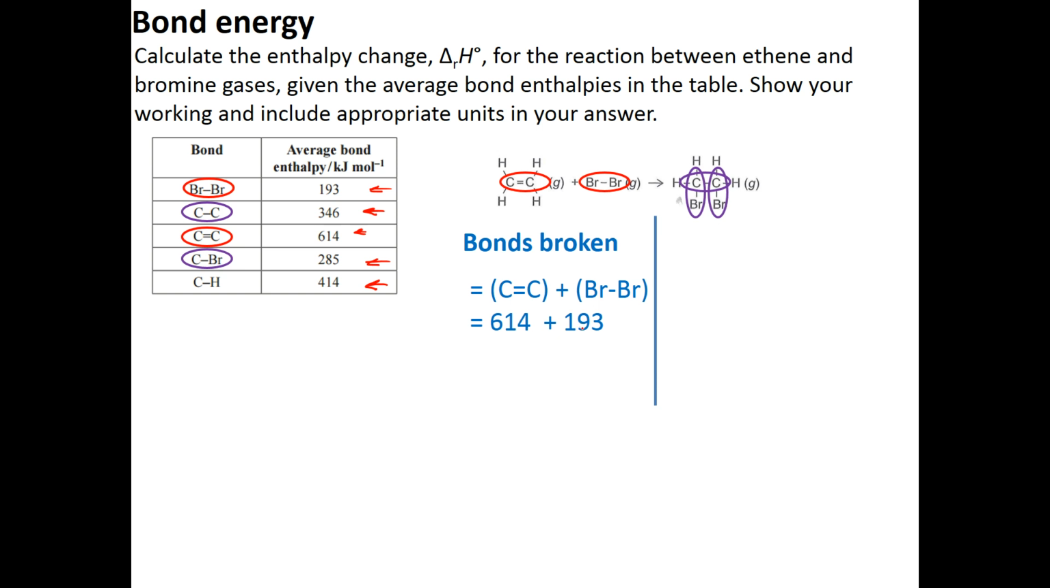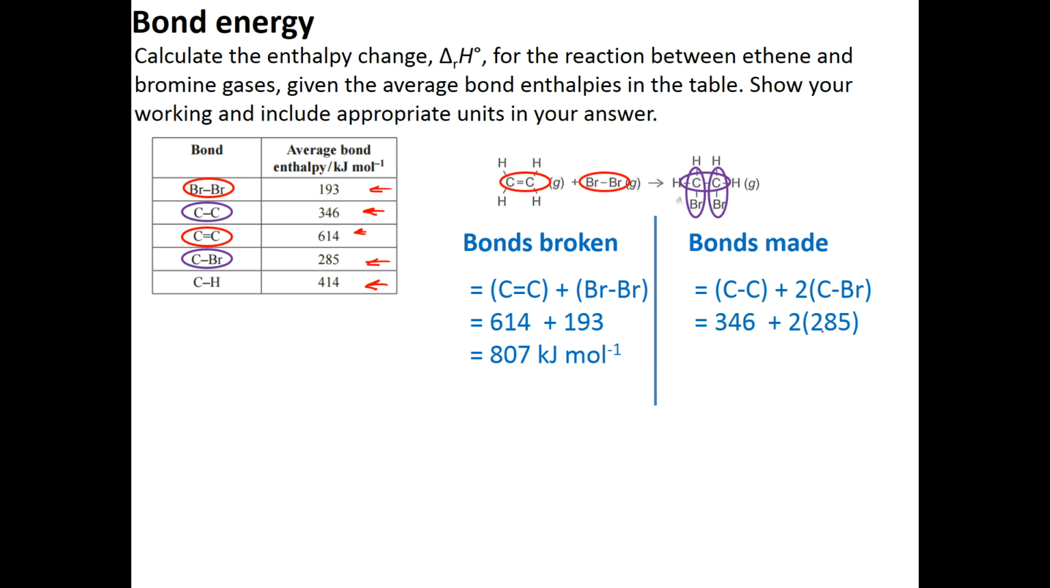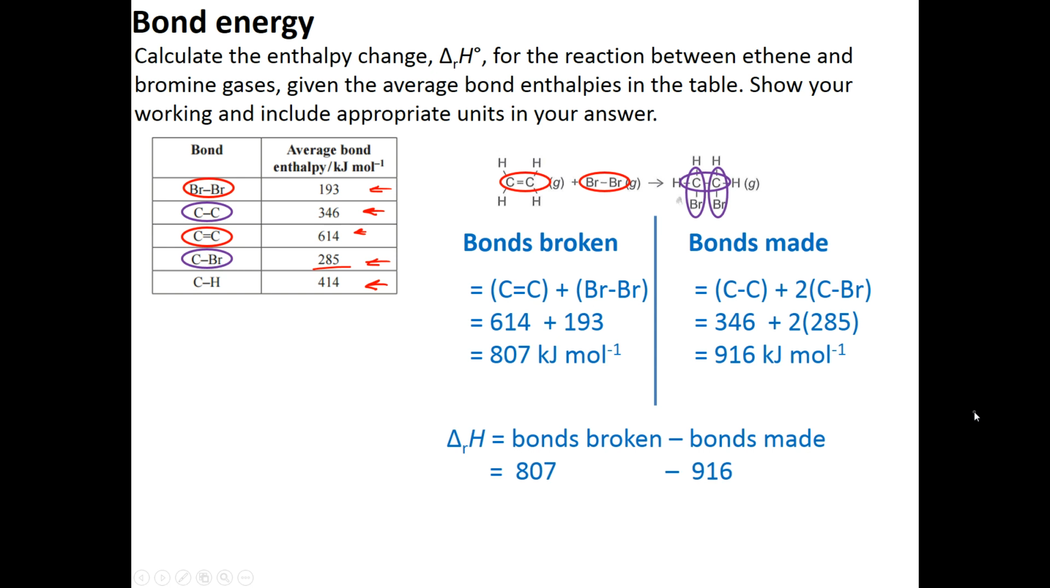So bonds broken, it's the C double bond C and the Br-Br. You just take those values and add them together, and it's 807 kilojoules per mole. And if I do the bonds being made, then it's the C double bond C and two C-Brs. So I have to multiply that 285 over here by 2, and I get 916 kilojoules per mole. So if I want to now work out the total enthalpy of the reaction, the bonds broken subtract the bonds being made, and you'll see that my answer is negative, which means that energy has been released. It's an exothermic reaction for this particular reaction.